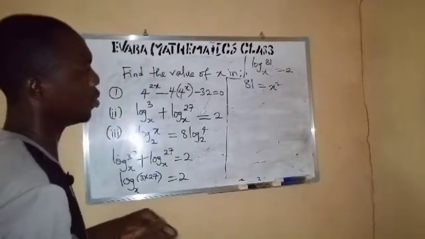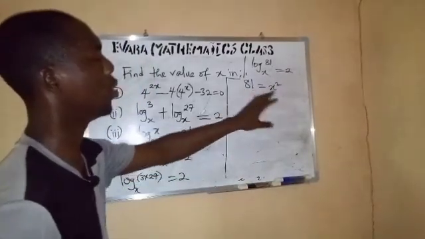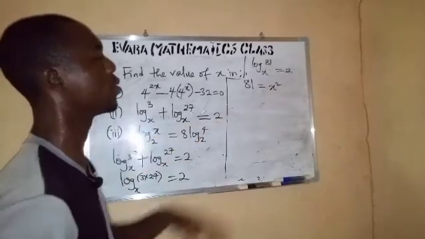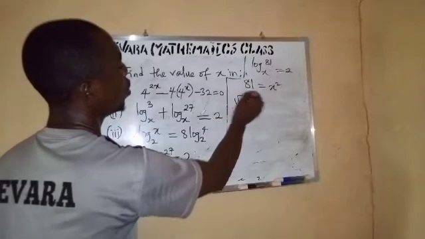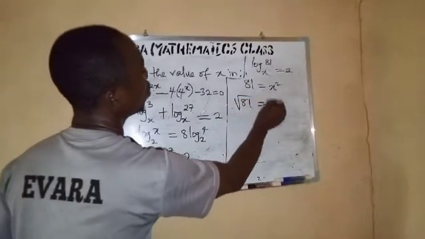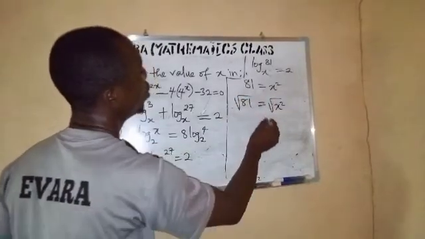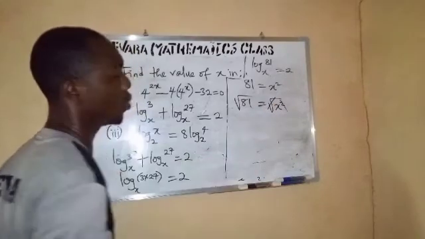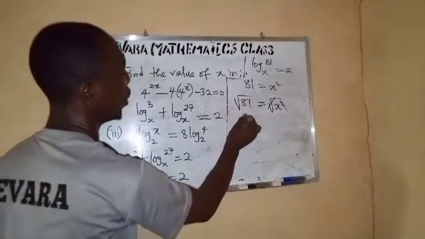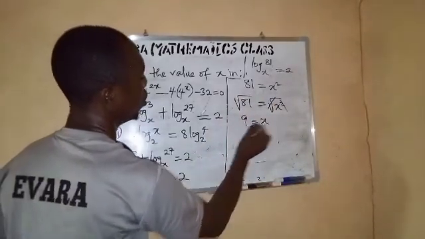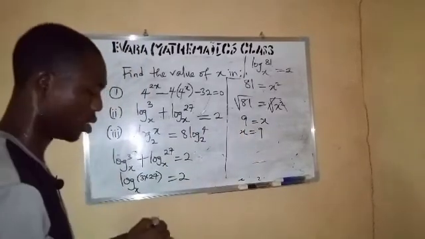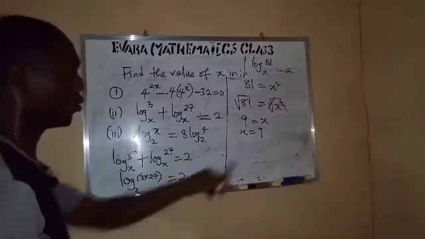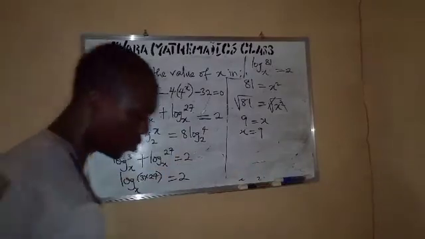So how do we now get rid of this square, or how do we get the value of x? We can simply take square root on both sides. Square root of 81 is equal to square root of x squared. So your square root and square will cancel each other. Square root of 81 is 9. So the value of x in this equation is what? 9. That is the solution to question number 2.